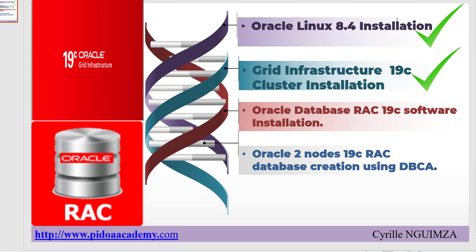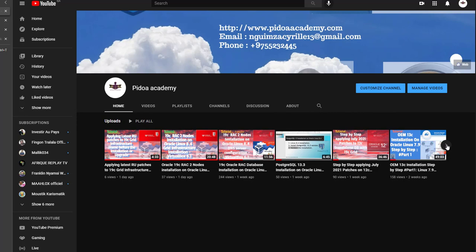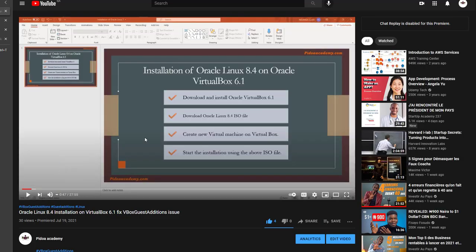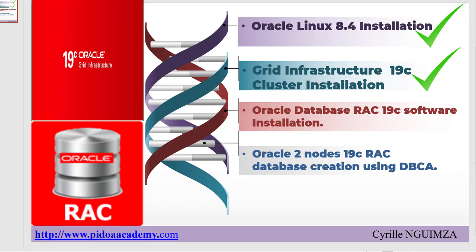The first 2 steps are already done in my YouTube channel. In case you don't know how to install Oracle Linux 8.4 on VirtualBox, because here I'm using VirtualBox, you can go to my YouTube channel. You will find the installation. This is a video where I'm doing the installation of Oracle Linux 8.4 on VirtualBox 6.1. So you go to my YouTube channel, you will find this video there. It's available. So the first one is done.